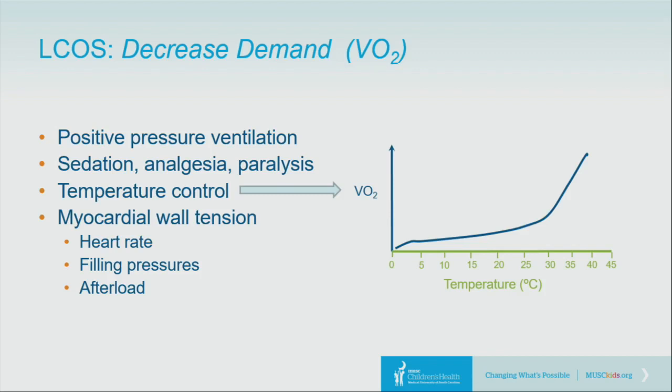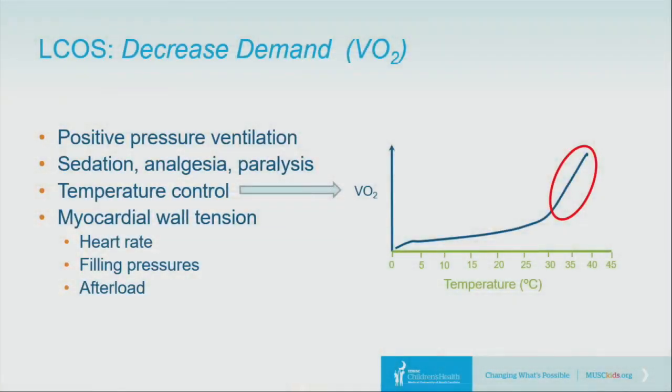Sedation, analgesia, and paralysis occasionally can be helpful. I think that temperature control is one of the things that's really underutilized in cardiac intensive care. If you look at this figure that shows the relationship between temperature on the x-axis and oxygen consumption on the y-axis, in the temperatures that we're used to seeing, between 35 and 40 degrees Celsius in the intensive care unit, there's a fairly steep relationship between increasing temperature and oxygen consumption, such that for every degree Celsius that your temperature is increased, you've got a 10% increase in global oxygen consumption.